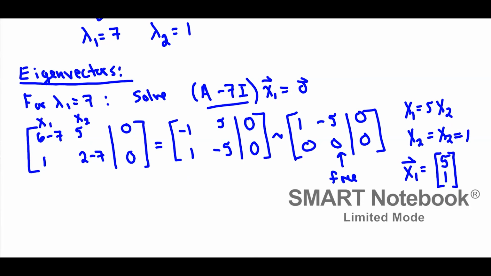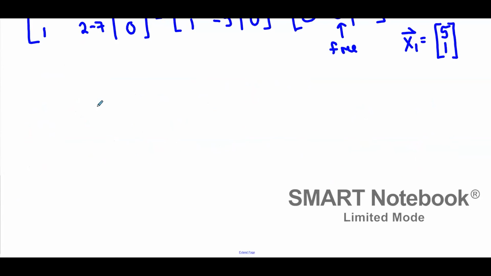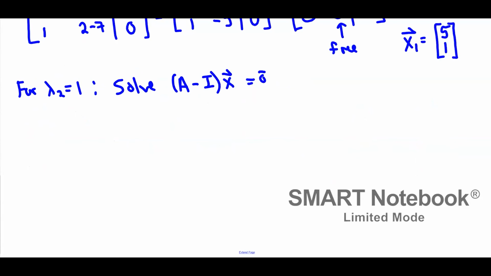So let's do this whole thing again for the second eigenvalue. We'll say for lambda 2 equals 1, I need to solve this equation: A minus 1 times I times x equals 0, and we'll call this x2 for our second eigenvector. So A is 6, 1, 5, 2, and we're going to subtract 1 from the main diagonal. Augment with 0.